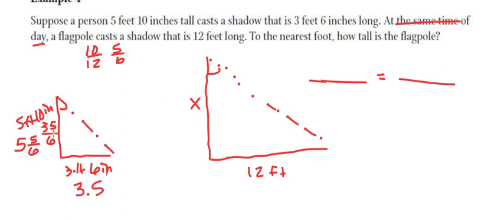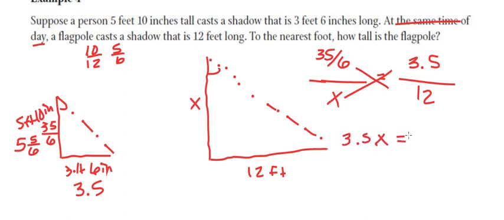All right, so we're going to set up our proportion here. And you're going to want to have a calculator to deal with your fractions and your decimals. But we are going to put the height of the person, so that's 35/6, over the height of the flagpole, so that's X. I'm going to put the shadow of the person over the shadow of the flagpole. So I'm going to go ahead and cross multiply. I get that 3.5x is equal to 35/6 times 12. So I get that 3.5x is equal to 70. So now the only thing that I have to do to continue solving here is to divide by 3.5.